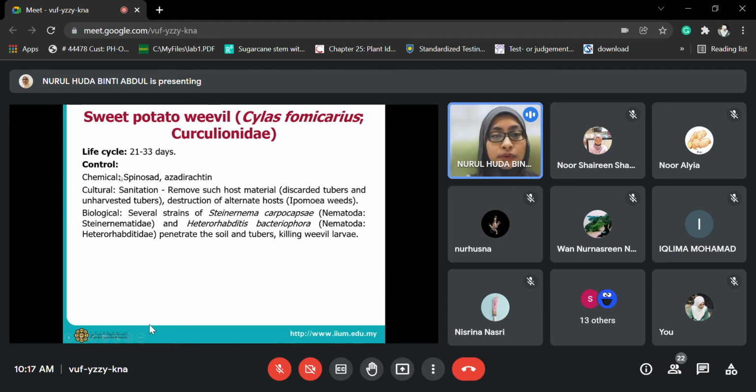Okay, and to control, for chemical, there are a few chemicals like spinosad and azadirachtin. Okay, spinosad is a synthetic chemical. Meanwhile, azadirachtin is actually more like organic chemical from Azadirachta indica, which is pokok mambu. And then for the cultural, it's more easier. You can remember it's actually sanitation. So sanitation maksudnya you clean the area.